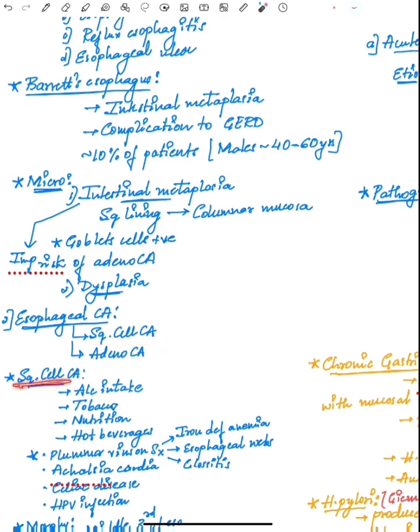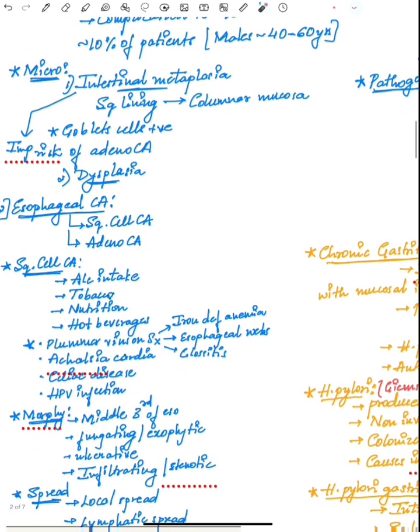Next, esophageal carcinoma. Esophageal carcinoma is of two types, that is squamous cell carcinoma and adenocarcinoma. Coming to squamous cell carcinoma, the main etiology can be alcohol intake, tobacco, nutrition, hot beverages. Plummer-Vinson syndrome. This Plummer-Vinson syndrome is a triad and it is an important question. The triad is iron deficiency anemia, esophageal webs and glossitis. Next, achalasia cardia, celiac disease, HPV infection.